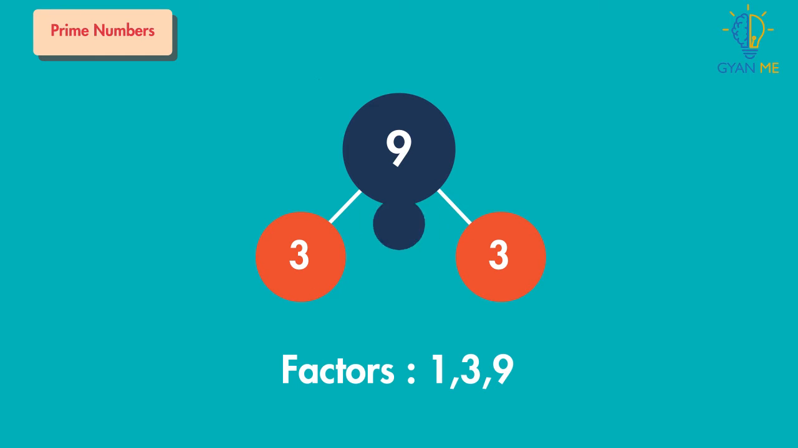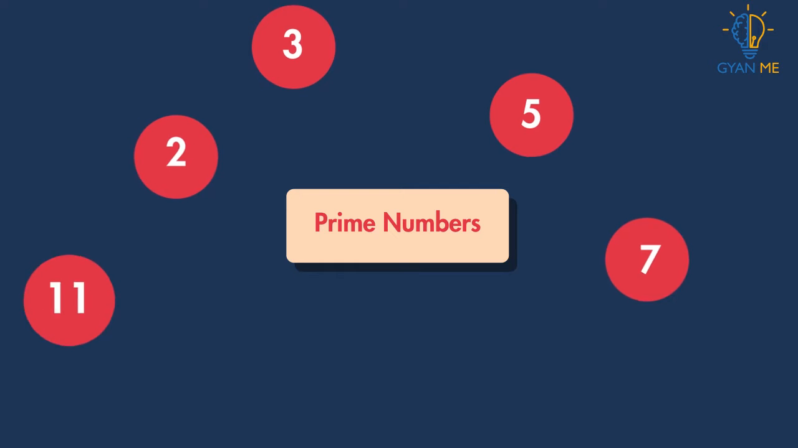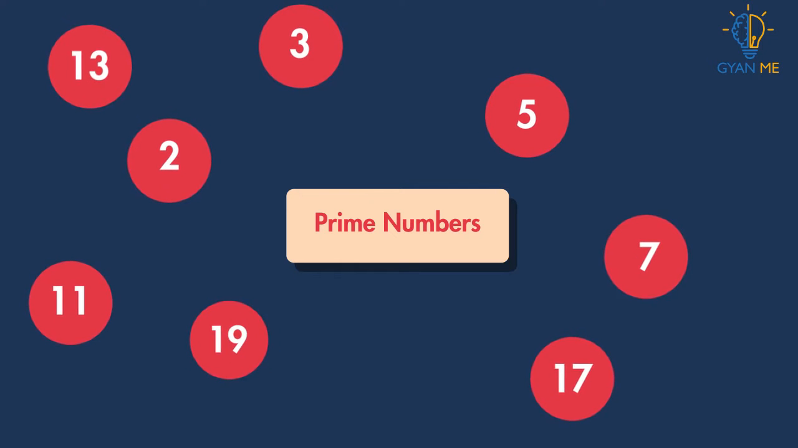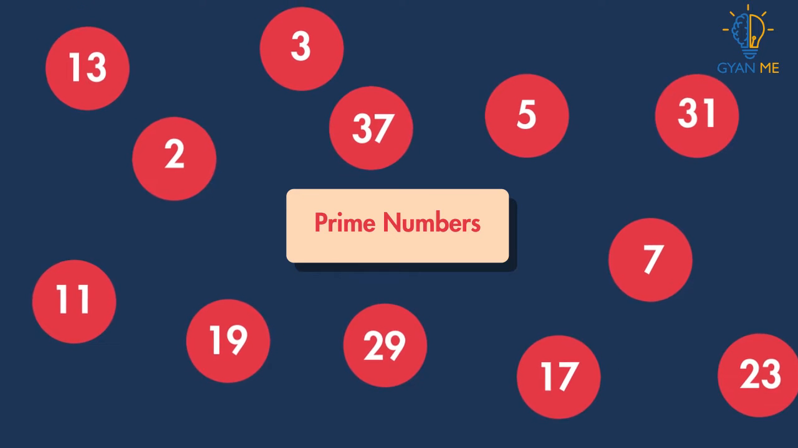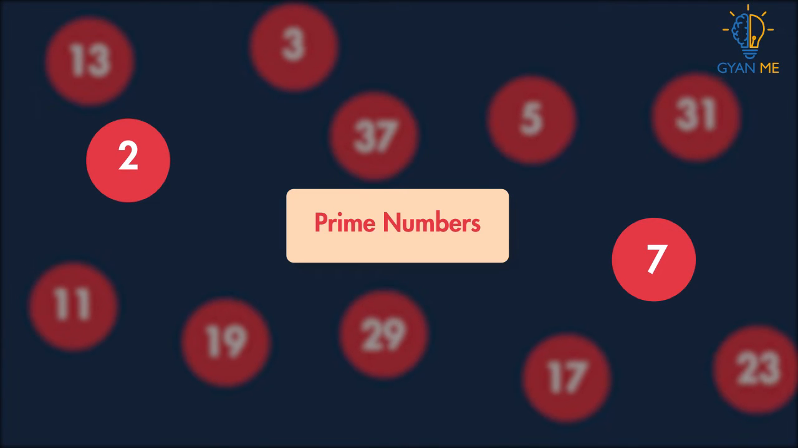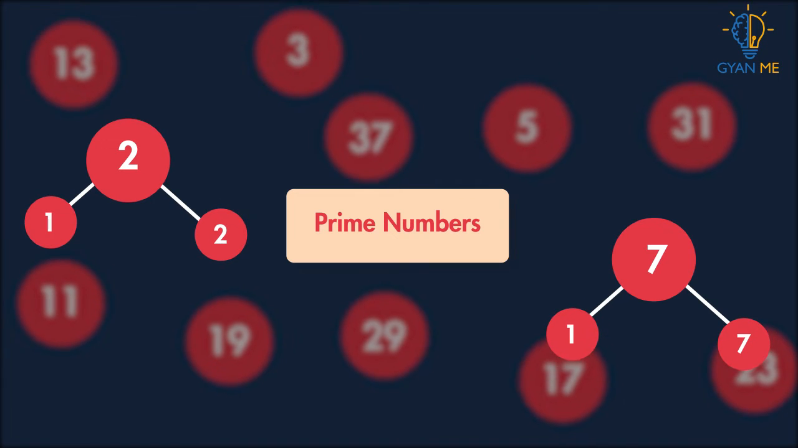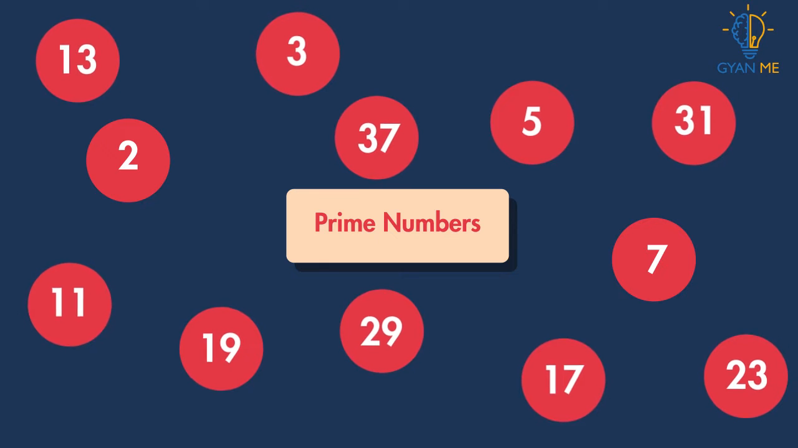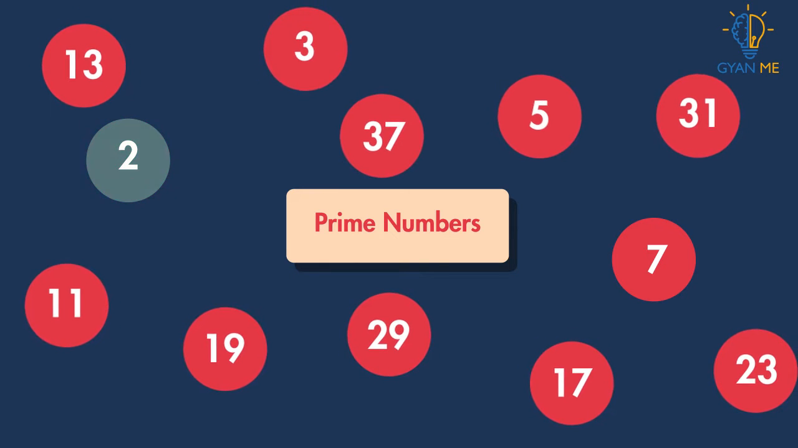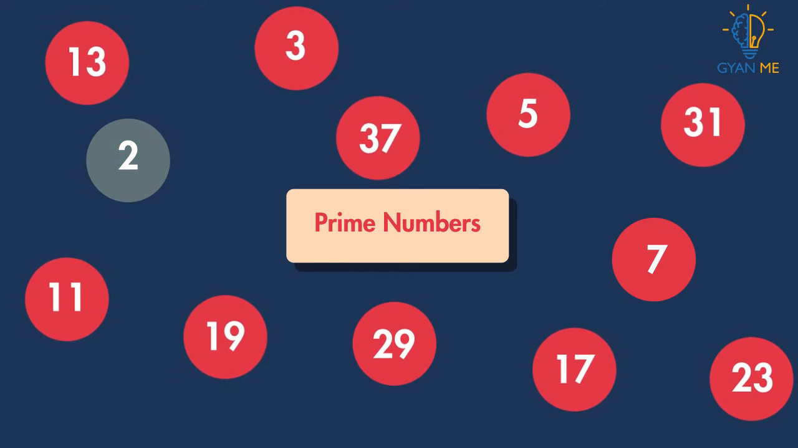Let us see some more numbers and find out whether they are prime numbers or not. 2, 3, 5, 7, 11, 13, 17, 19, 23, 29, 31, 37 and so on. Yes, you are right. All these are prime numbers because these numbers cannot be factorized further. So they have no factors other than 1 and the number itself. Students, you must have observed that among all the prime numbers, 2 is the only one that is even number, while all other prime numbers are odd numbers.